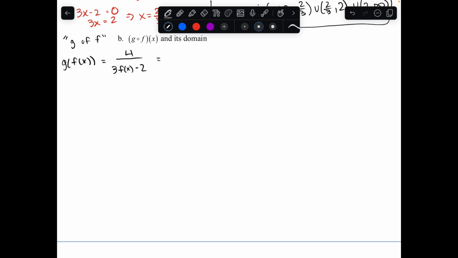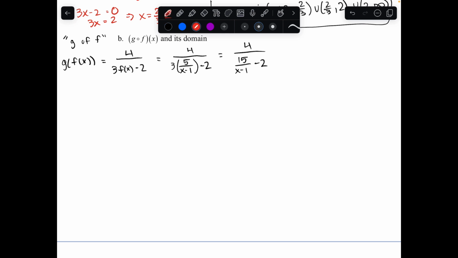Now we know what f of x is. F of x is equal to 5 divided by x minus 1. So I can plug it in. So this will be equal to 4 divided by 3 times 5 divided by x minus 1, and then this whole thing minus 2. I'm going to multiply the 3 through. So we're going to have 4 divided by 15 divided by x minus 1, all of that minus 2.